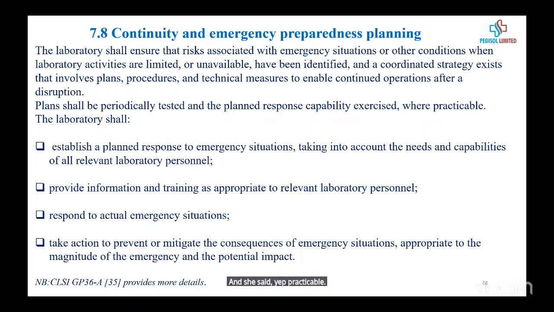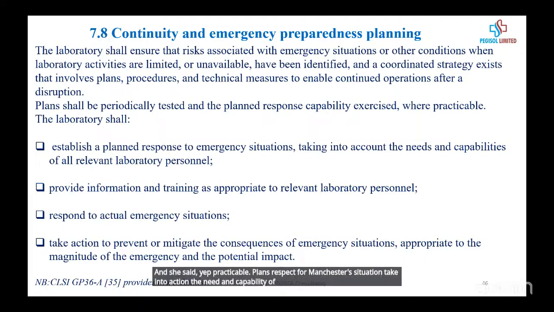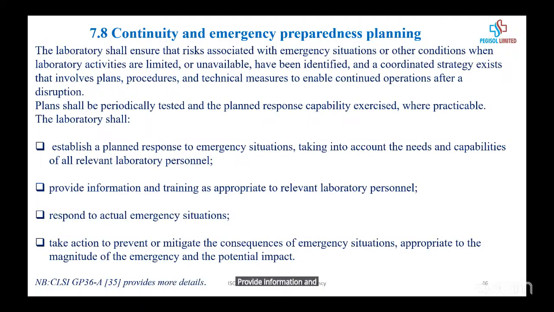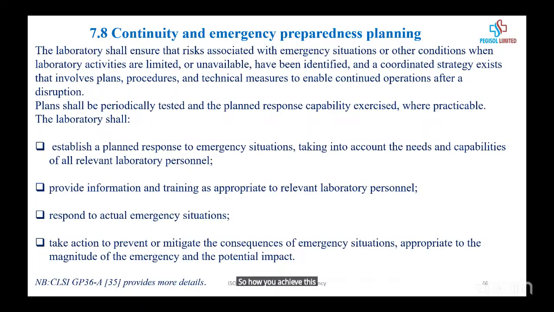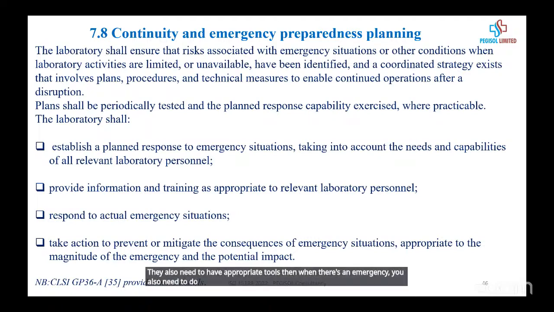The laboratory shall establish a plan and process for emergency situations, taking into account the needs and capabilities of all relevant personnel, provide information and training as appropriate to the relevant laboratory personnel, and respond to actual emergency situations. So how you achieve this is that first you need to have an emergency preparedness plan for your lab. You need to have an emergency preparedness team. Then you also need to have appropriate tools. Then when there's an emergency, you also need to do risk assessment.